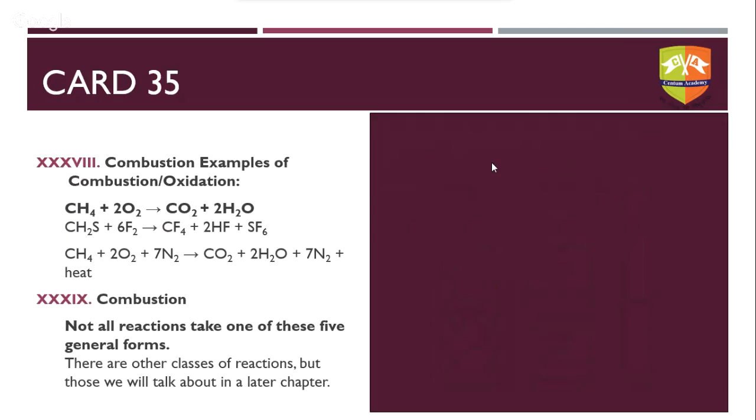Now let's look at some more examples. For example, you have hydrogen sulfide. You find that when it reacts with fluorine, it not only gives you carbon fluoride, but also gives you hydrogen fluoride and sulfur hexafluoride, right? So similarly, here you are finding that methane with oxygen and nitrogen is not only giving you CO2 plus H2O, but also the nitrogen comes back out, and heat.